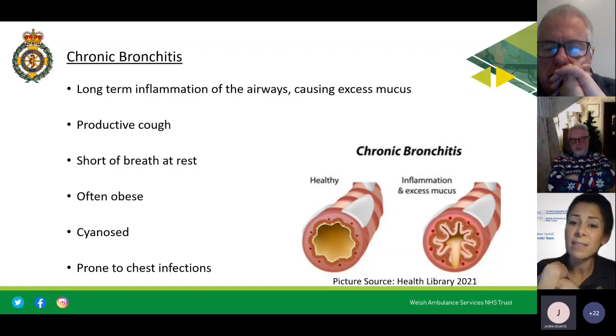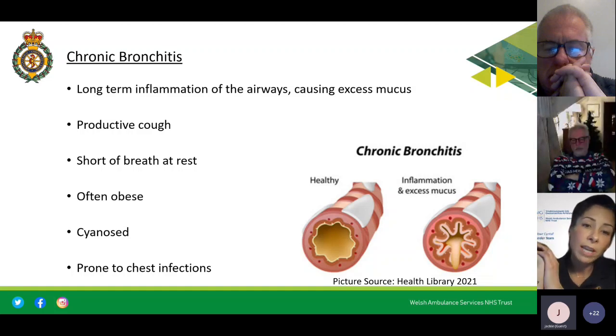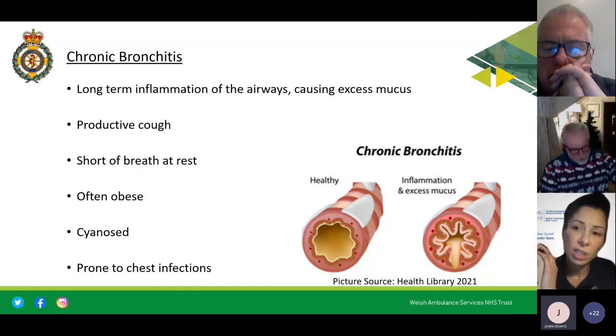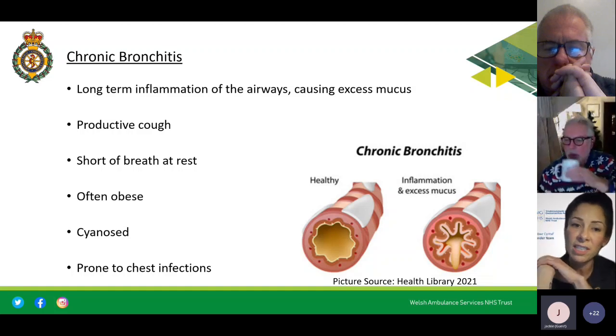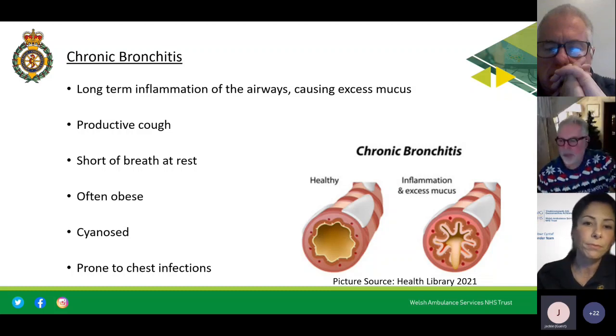The reason you get right-sided heart failure is because you get that backup from the lungs coming back in towards the heart. And because of the excess mucus there and the difficulty shifting that, they tend to be prone to chest infections. So asking a history is really important.